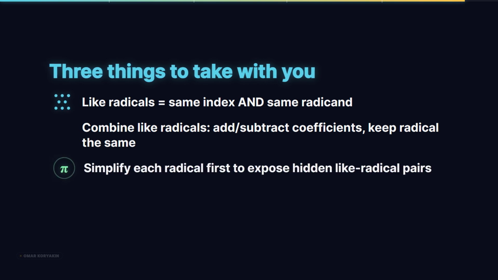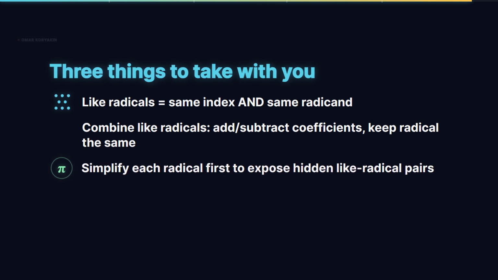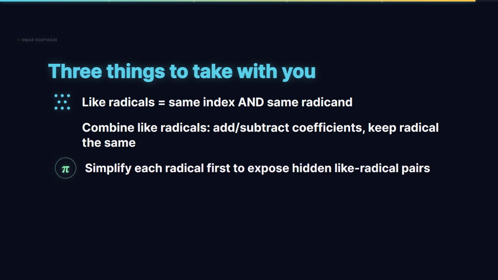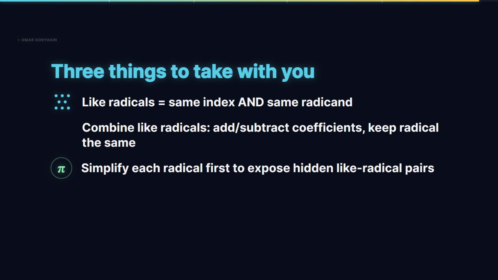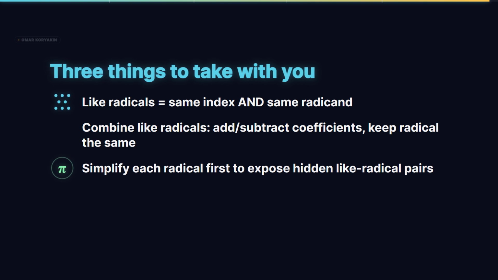Always simplify each radical to canonical form before deciding whether terms are like. Many problems hide like radicals inside non-canonical forms. Simplifying first turns the apparent unlike sum into a clear addition of like radicals ready to combine.